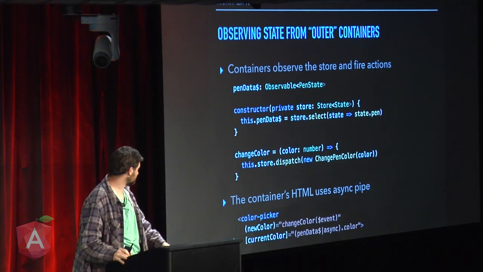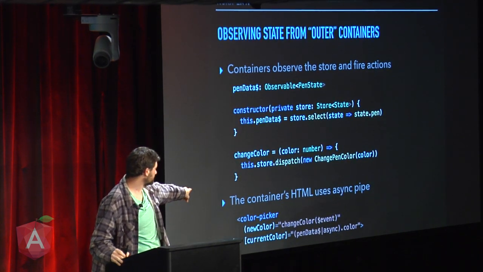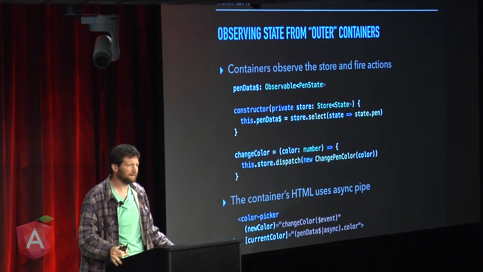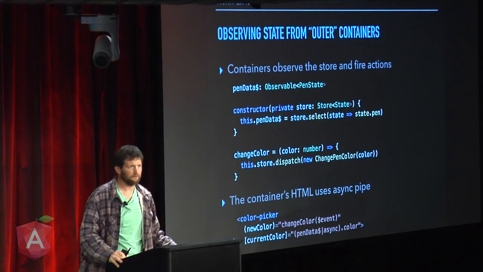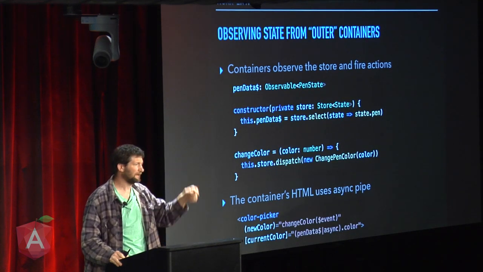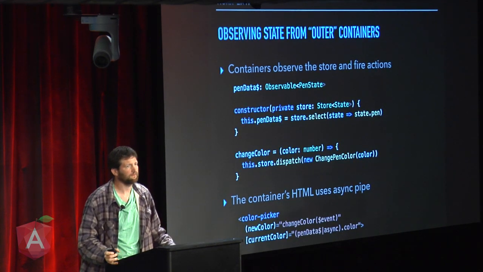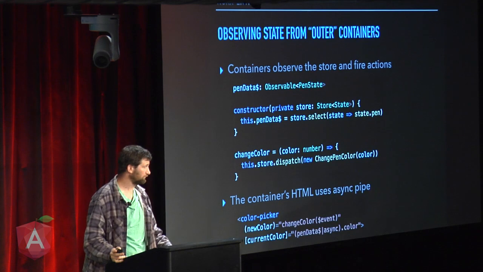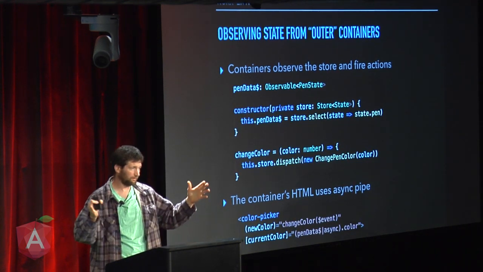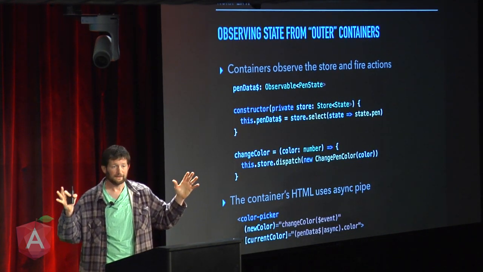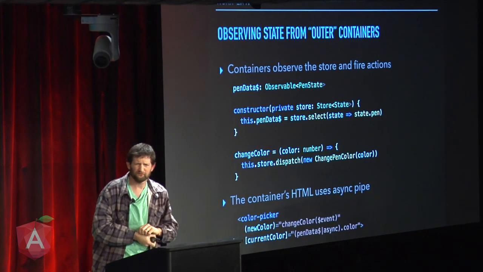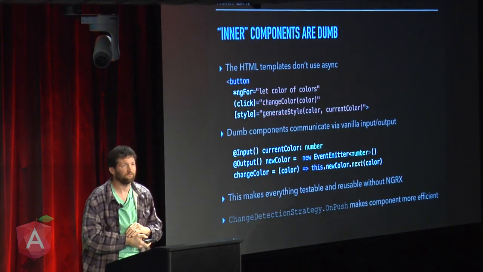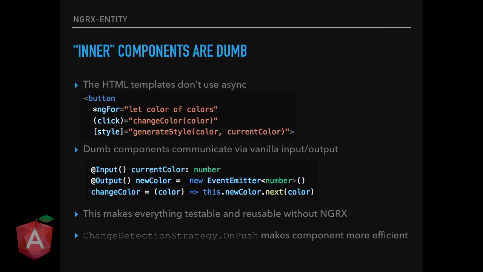So usually when it gets displayed, what you see in the bottom for the container's HTML, there'll be an async pipe. You'll usually see pen data $, pipe async. And what that'll get passed into is a dumb component. You're going to have these smart components, once again, that listen to the store and that deal with observables. And then you'll have dumb components, which basically just have inputs and outputs like you would get from Angular core.